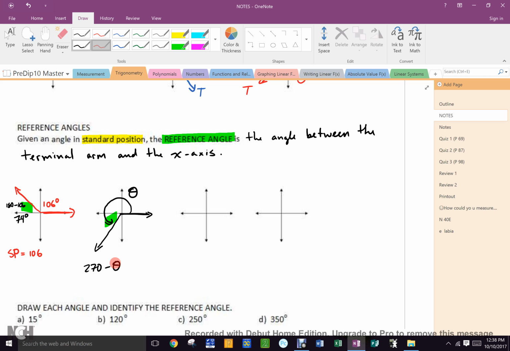Isn't theta, wait, aren't you almost gonna not get that? 245 basically? Aren't you gonna get that angle there? You can't really see where I'm pointing, but that one.